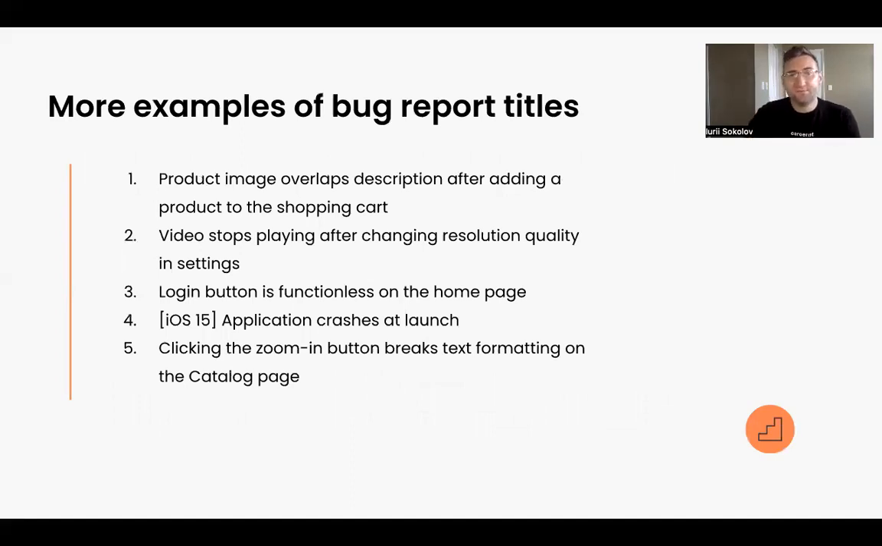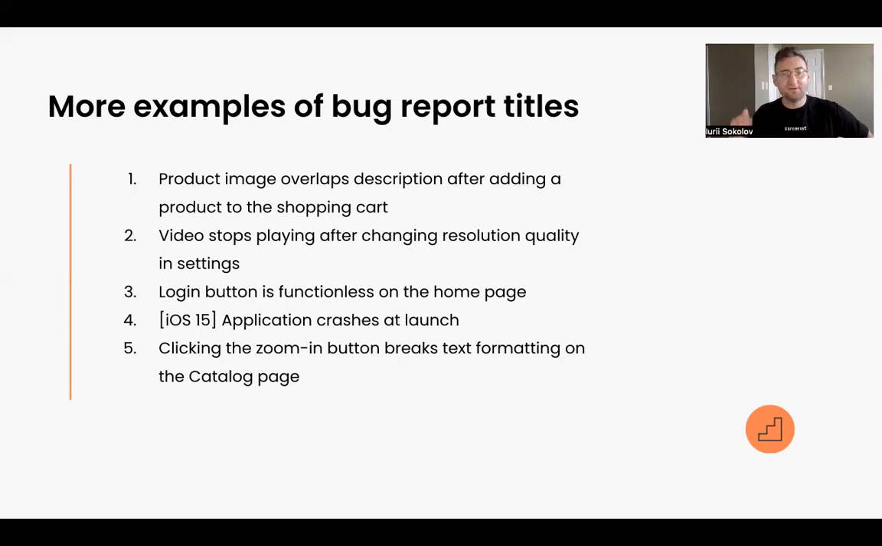More examples of good bug report titles. The standard you should follow at your work. So, product image overlaps description after adding a product to the shopping cart. Again, what went wrong, where it went wrong, under which circumstances. It's well written. Video stops playing after changing resolution quality in settings. Login button is functionless on the home page.